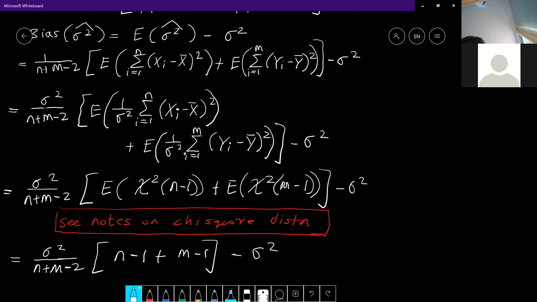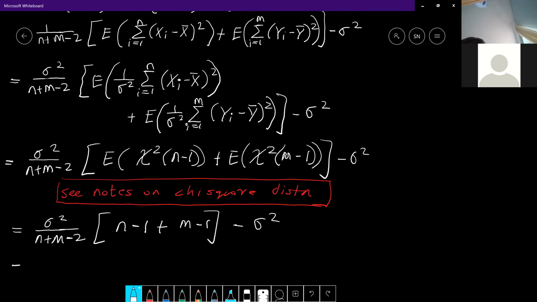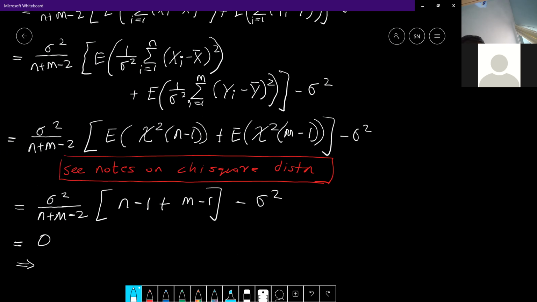All right, and this is clearly equal to 0. So hence we have shown that this estimator is unbiased for sigma squared.